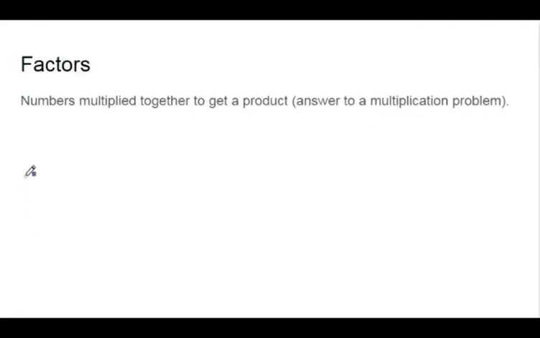Okay, so what are the factors? Factors are numbers multiplied together to get another number. Let's look at an example. Let's look at the number 12. What are the factors of 12? What numbers multiplied together make 12? Well, we know that a number that goes into every number is going to be 1. 1 times whatever number it is will always work. So 1 times 12.